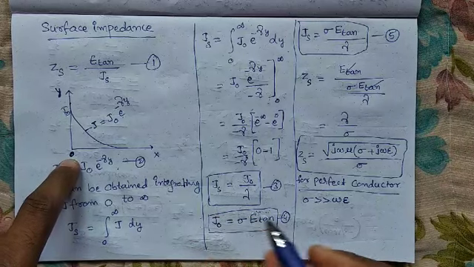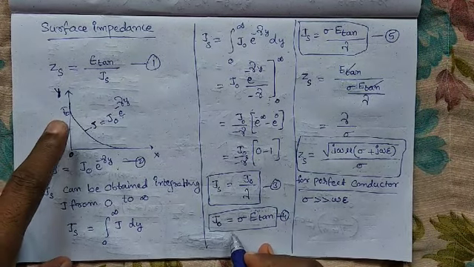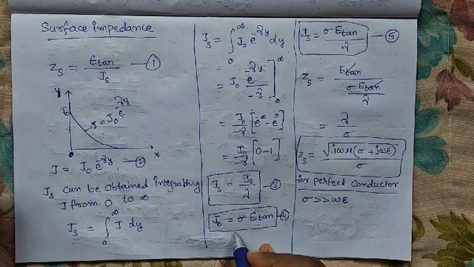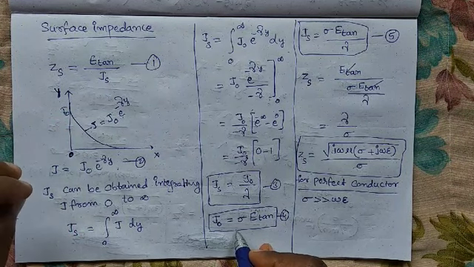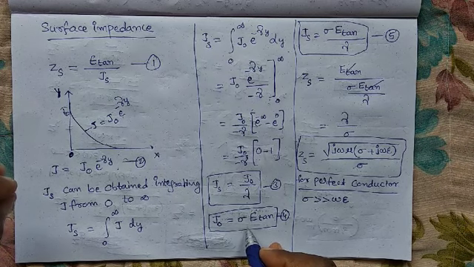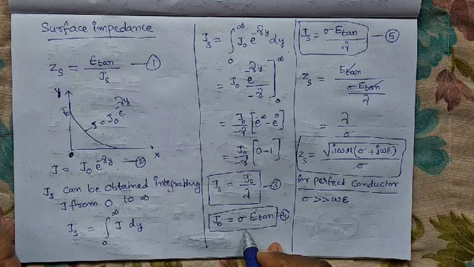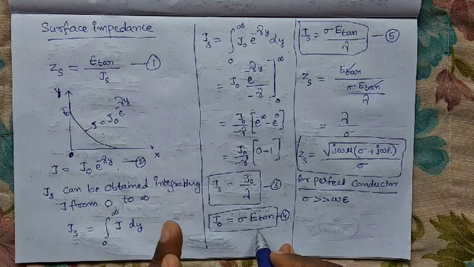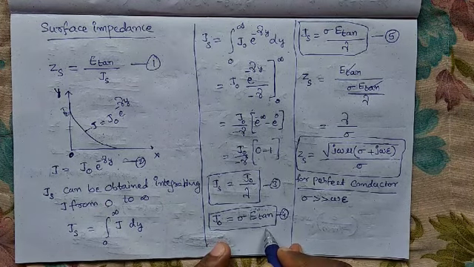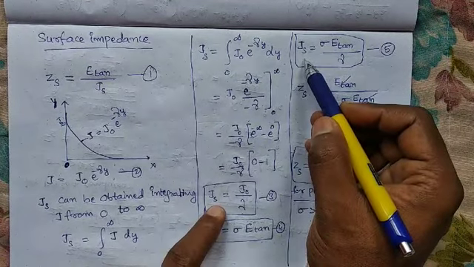Now we are calculating J naught. How to calculate J naught? J naught is equal to conduction sigma into the electric field. Here the electric field, tangential component of the electric field that exists at the surface of the conductor. Sigma into E tangential.